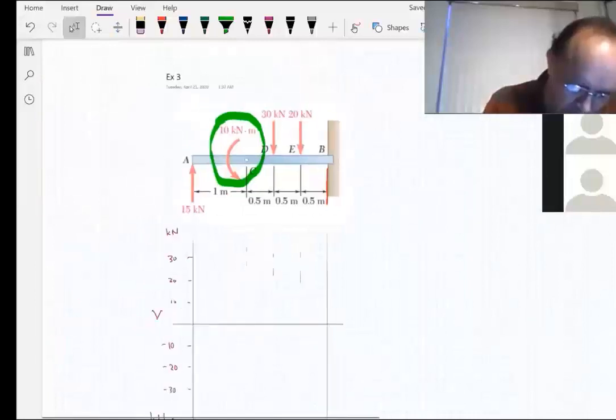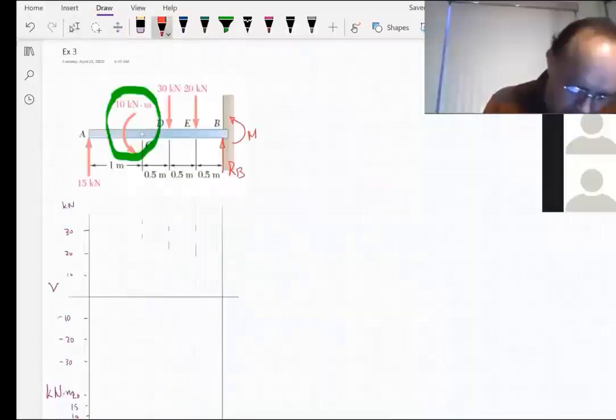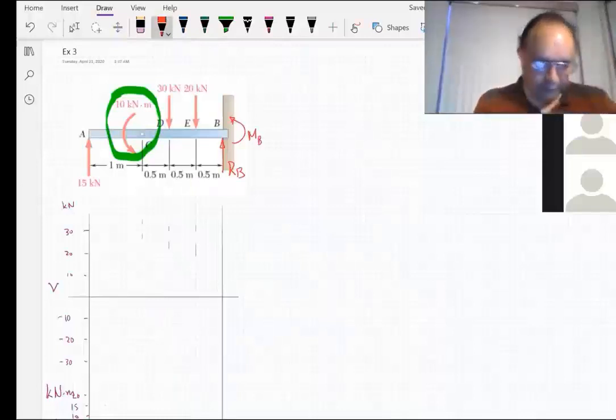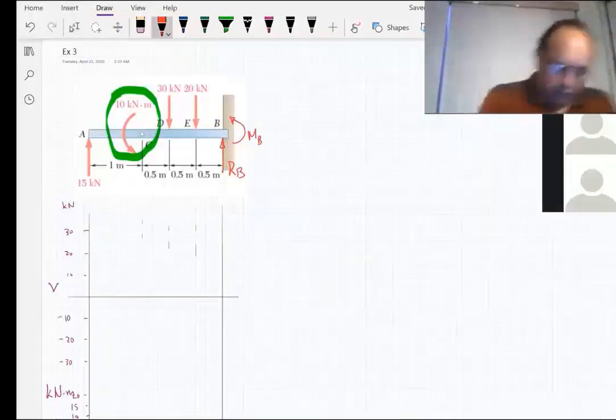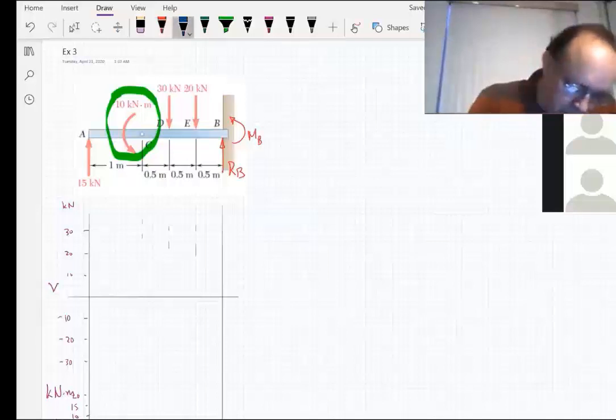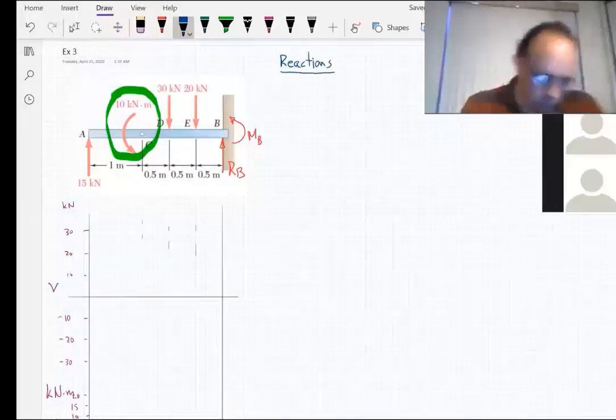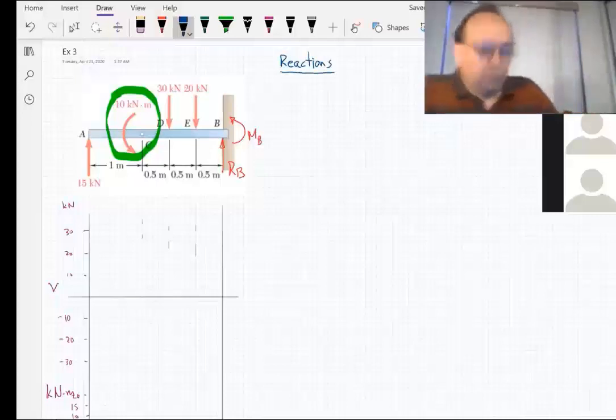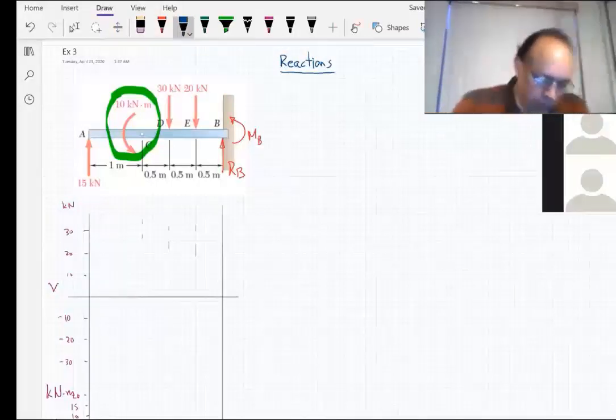And one moment here, let's call it MB. All right. So, let's get the reactions. What do you guys, any suggestions about what kind of equation to set up here to find the reactions? What will you do? Any suggestion? What would be your first equation to calculate the reactions here?